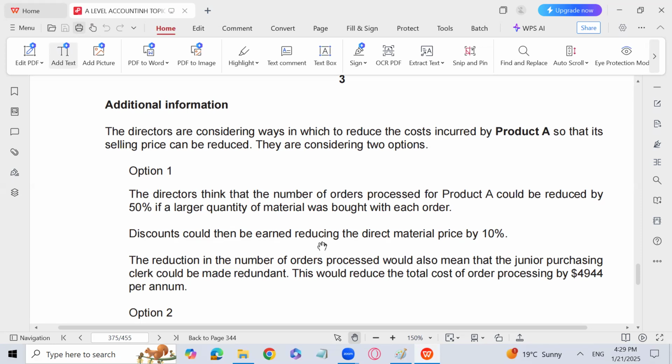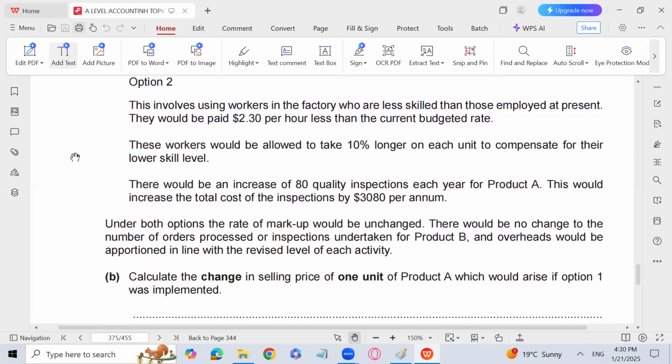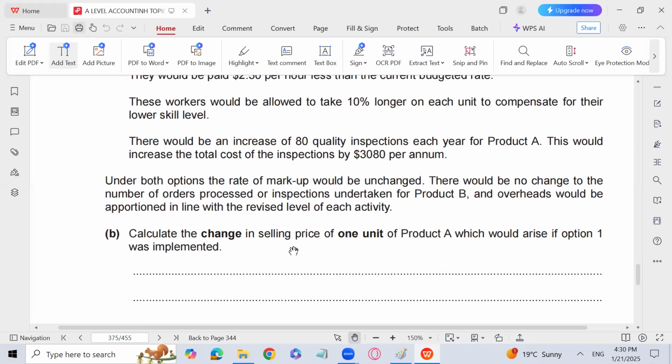Discounts could then be earned, reducing the direct material price by 10%, because now you are purchasing a large quantity at once, in one go. So that's why the price of the direct material is going to reduce by 10%. The reduction in the number of orders processed would also mean that the junior purchase clerk could be made redundant. This will reduce the total cost of order processing by 4,944 per annum. So the total cost of order processing has also reduced by 4,944. And then there is going to be option 2, but calculate the change in the selling price of 1 unit of product A which would arise if option 1 was implemented.